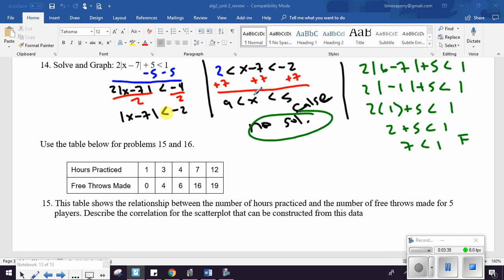You can't do that. It doesn't make sense. 9 is not less than 5. And I showed you what happens if you take a number in between 9 and 5, which would be 6, and there's other numbers, but it doesn't produce a true inequality. So no solution.